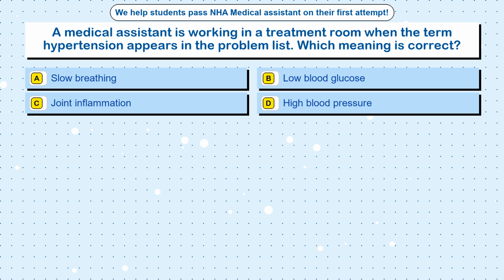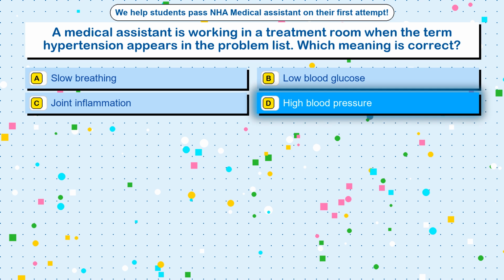Question 6. A medical assistant is working in a treatment room when the term hypertension appears in the problem list. Which meaning is correct? Option A. Slow breathing. Option B. Low blood glucose. Option C. Joint inflammation. Option D. High blood pressure. The correct answer is option D.